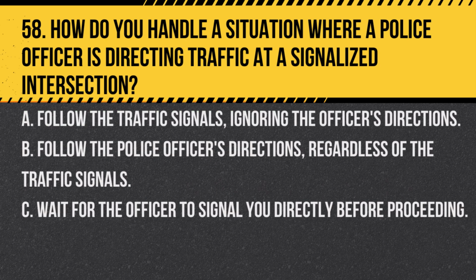Question 58. How do you handle a situation where a police officer is directing traffic at a signalized intersection? A. Follow the traffic signals, ignoring the officer's directions. B. Follow the police officer's directions, regardless of the traffic signals. C. Wait for the officer to signal you directly before proceeding. Answer B. Follow the police officer's directions, regardless of the traffic signals. Officers override signal indications for traffic management or emergency situations.